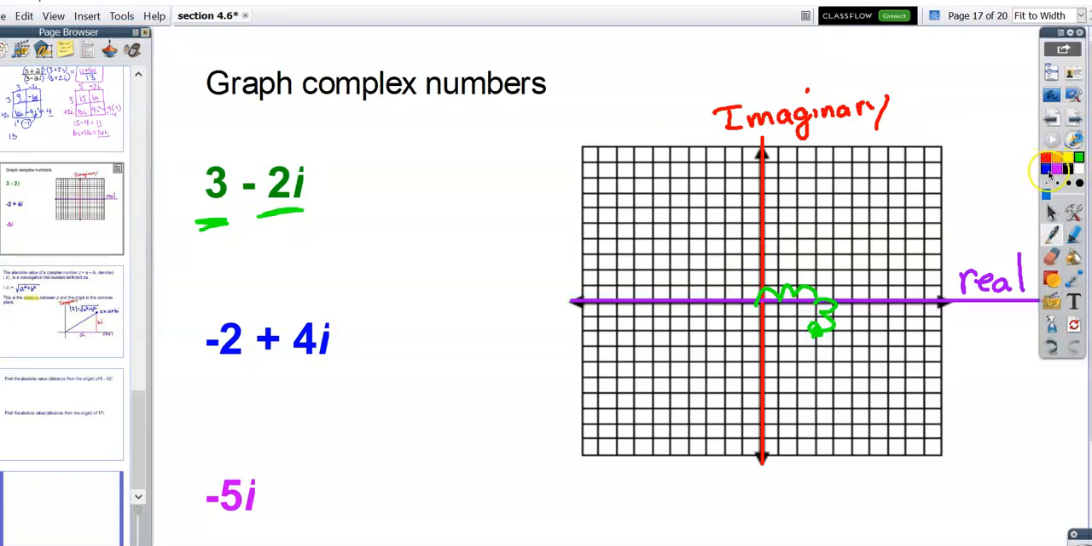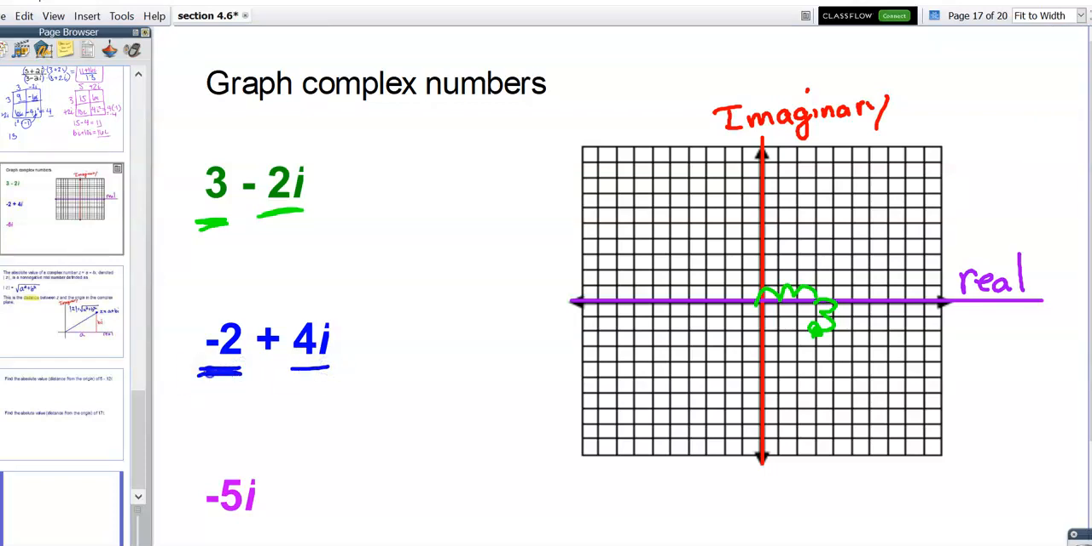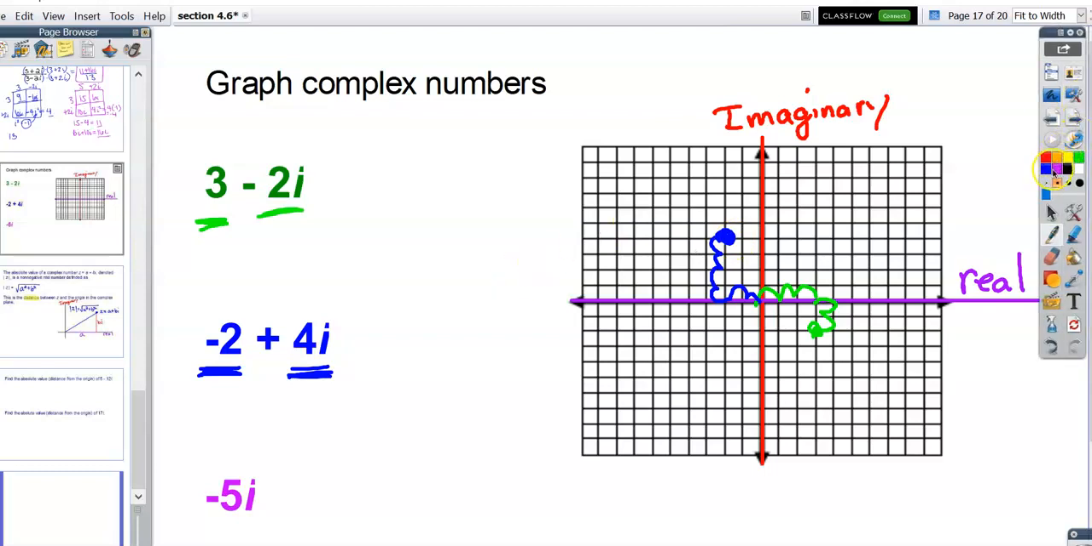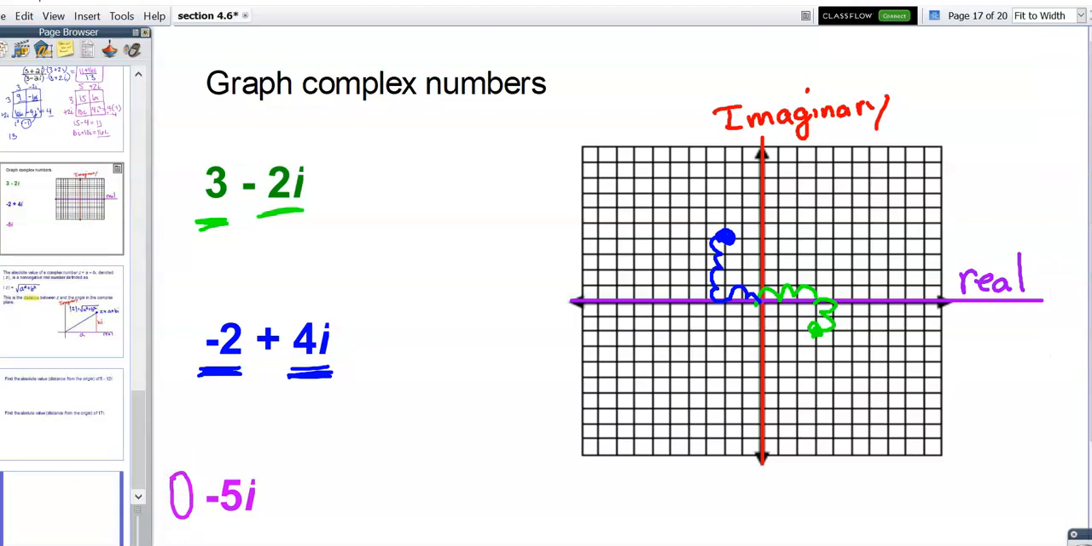And then for the next ordered pair, it's negative 2 plus 4i. So this is like x, go to the left 2. The 4i is like y, go up 4. Left 2, up 4, plot our point. And then negative 5i, you can think about that as like 0 minus 5i. So you don't go left or right at all, you just go down 5. And plot.